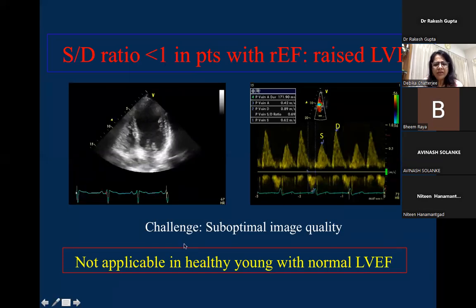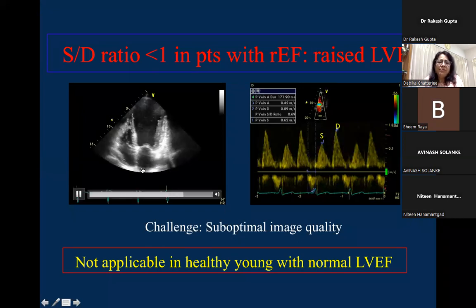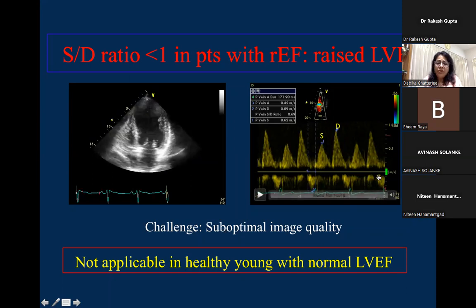However, as I have said, it is a challenge because often a suboptimal image may not give you a good picture of the pulmonary vein. And most important, this particular pattern is not applicable for assessment in a healthy young individual with normal LVEF. It should be a reduced LV ejection fraction.